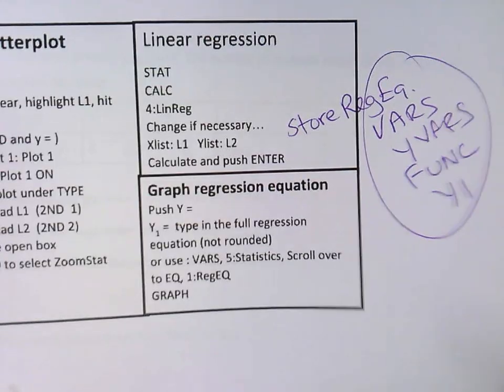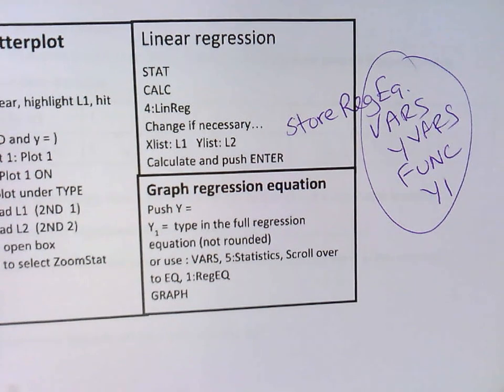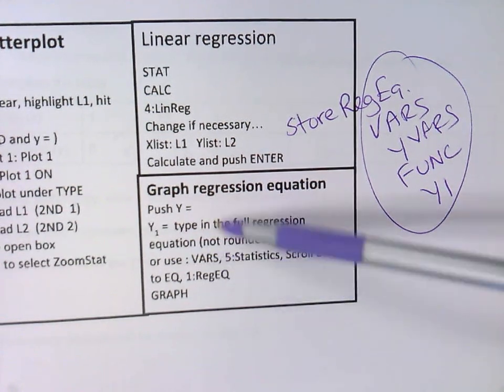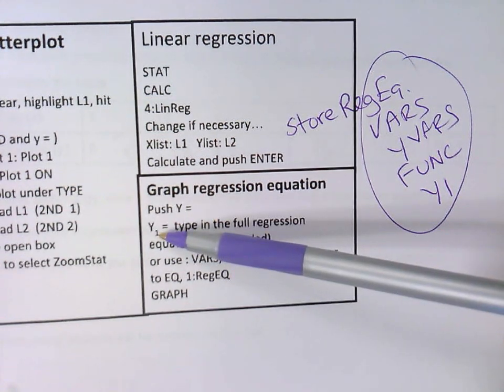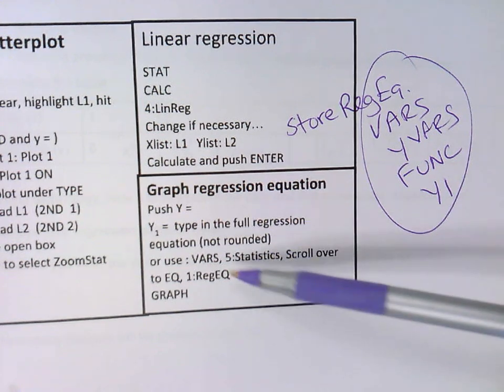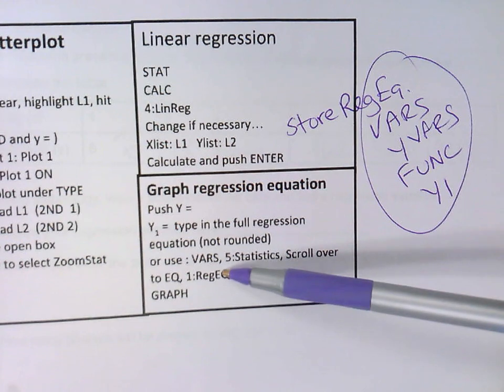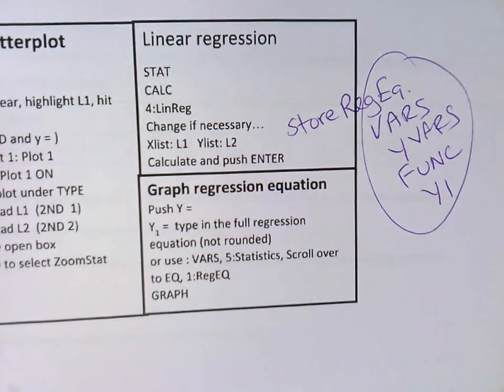And I should change this for next year so that I just print it for you, but I already printed it. So this is kind of the back door. If you forget to store the regression equation, here's how to get it to show up in your y equals menu. You go to y equals and either type in the regression equation or use this set of commands, vars, statistics, equation, regression equation. So there's another way down here to put it in the y equals menu.